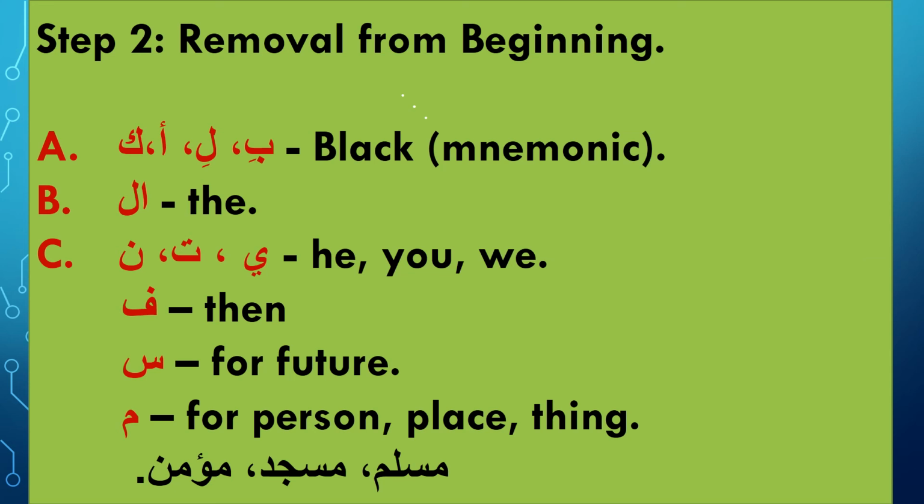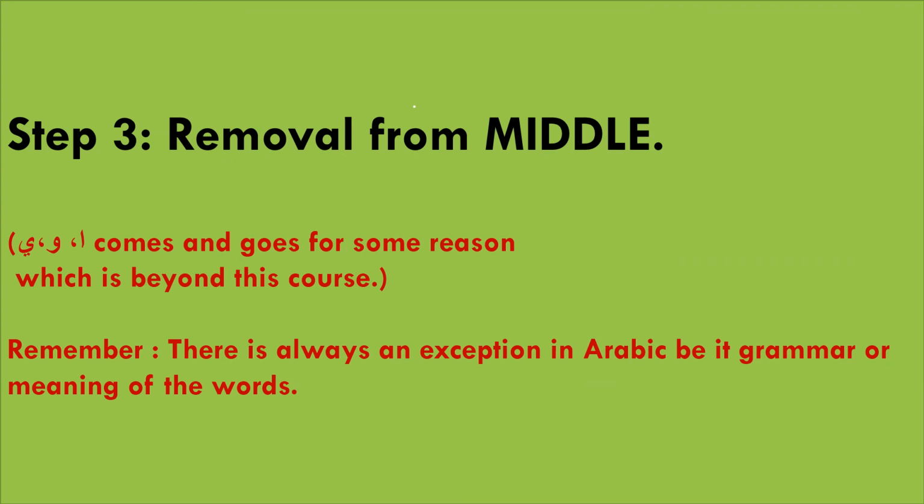Mim is used for place, person or thing. Seen is used to represent future or to seek something.